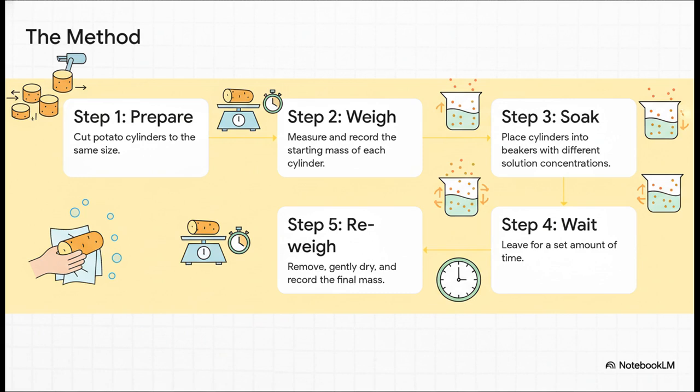Here's the whole method in a nutshell, and you'll notice consistency is everything here. The potato cylinders need to be the same size, you leave them for a set amount of time, you get the idea. You measure the mass before, pop them into the different solutions, wait a bit, then measure the mass again. Now that final step is crucial, gently blotting them dry. You want to make sure you're only weighing the potato, not a bunch of extra water clinging to the outside.